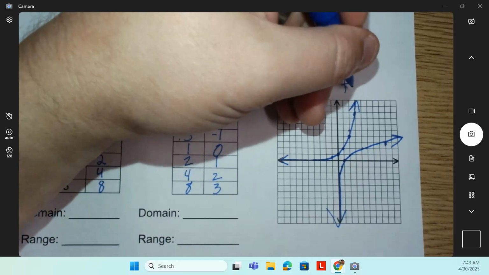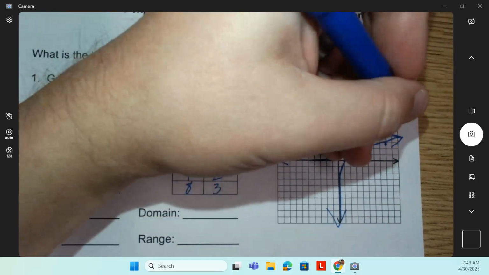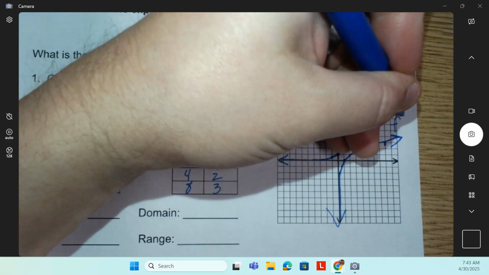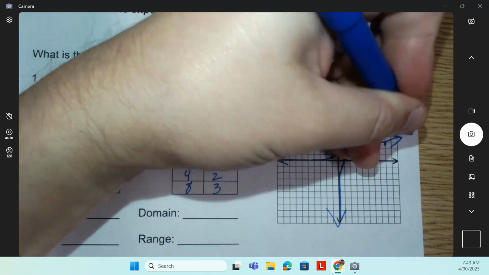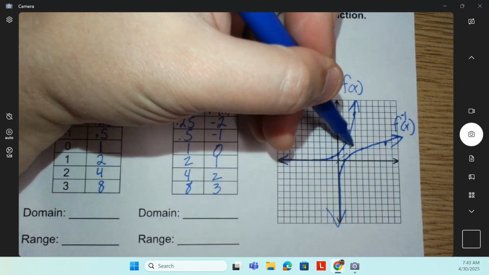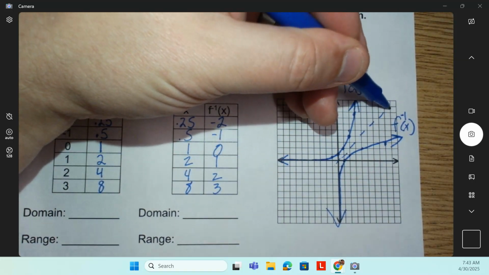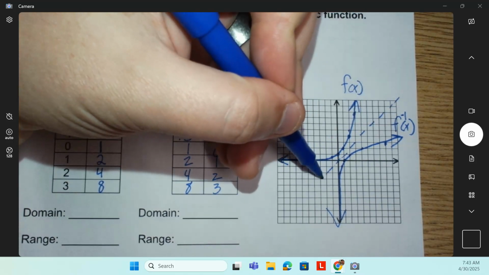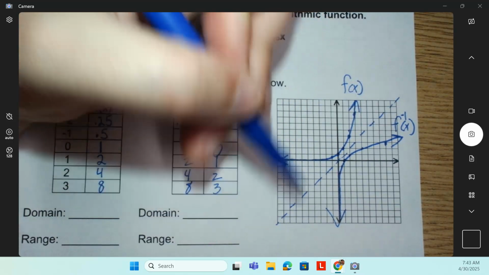So we'll label that as this one's f of x. This one we'll label as f negative 1 of x to show that it's the inverse. And then I can put my dotted line that we're always going to use to show where that reflects upon itself.